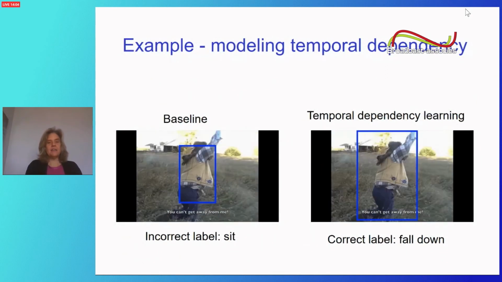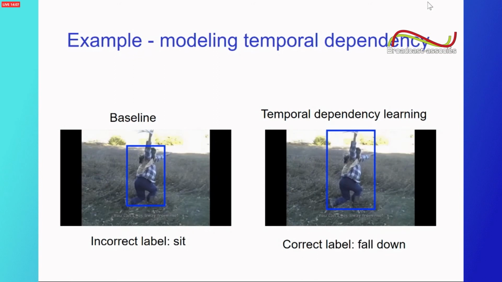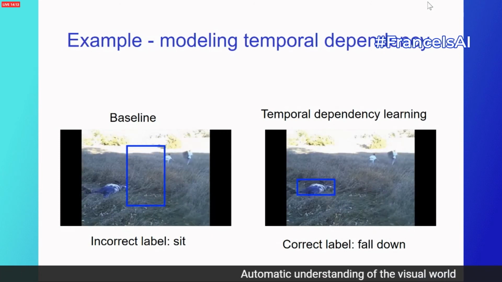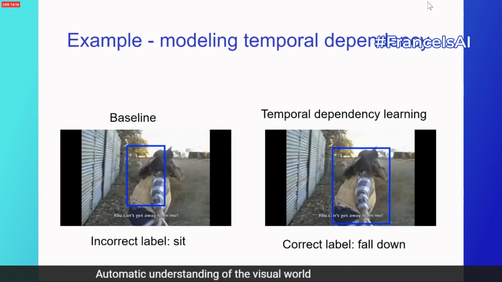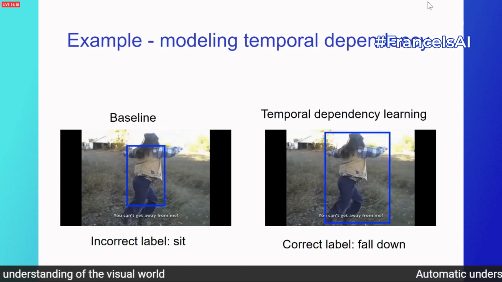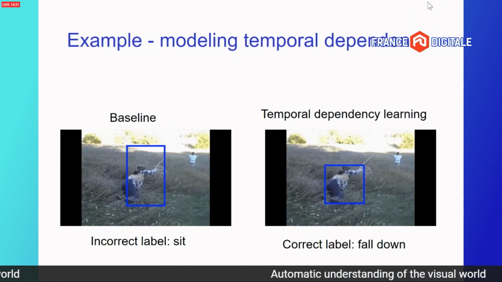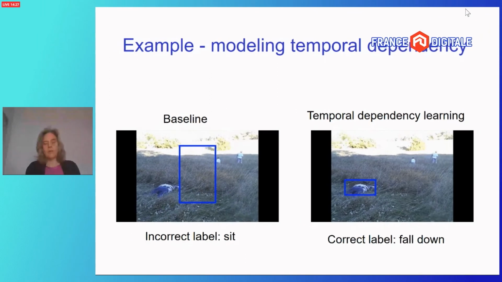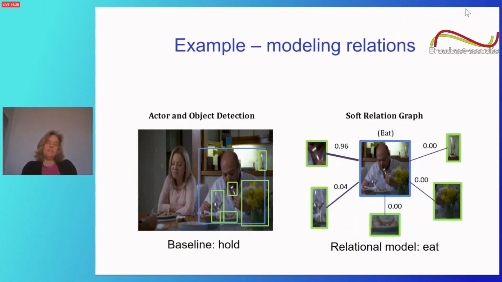You can look here at an example where the temporal dependency model improves the performance. The example on the left labels the action as sit down. This is the baseline. Now, if we add our temporal dependence learning, we can see that the action is correctly localized as falling down, as we take into account how the falling down motion actually occurs. If you look at modeling spatial relations, on the left, you can see the result for the baseline, which is the action hold. And now, if we take into account also the fork, we can then predict correctly the action eat.